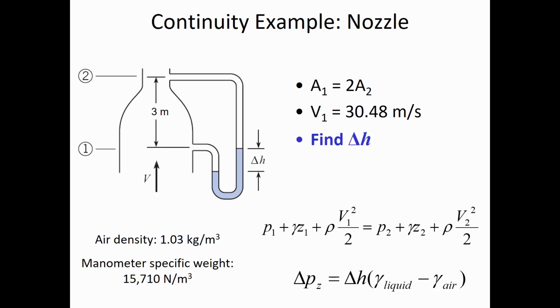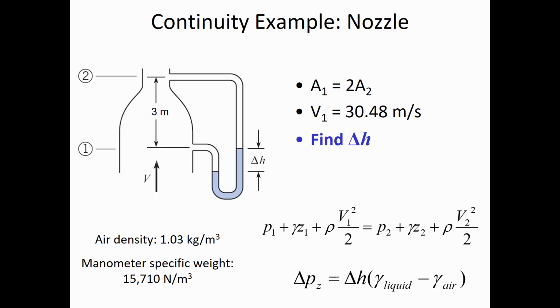And when I say the continuity relationship, that means Q in equals Q out, or A1 V1 is equal to A2 V2. You know, the flow that goes into the nozzle is coming out of the nozzle. Now, of course, what we're assuming is that the density is constant in this nozzle. That's not our best assumption ever, but we're going to solve this problem assuming that the density stays the same between location 1 and location 2.